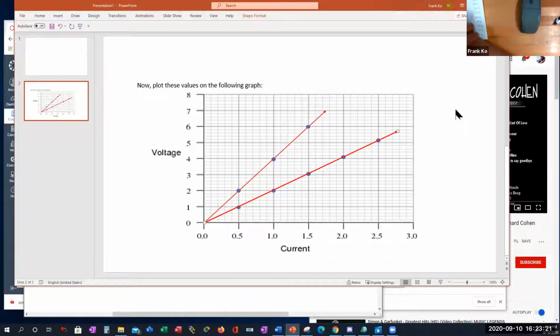Okay? Any questions about how to deal with this particular graph and how to plot points and things of that sort? Any questions at all?